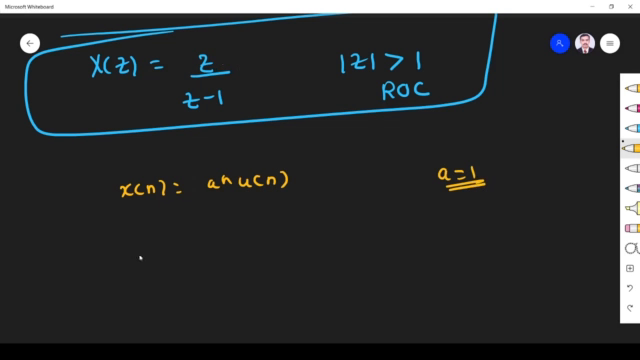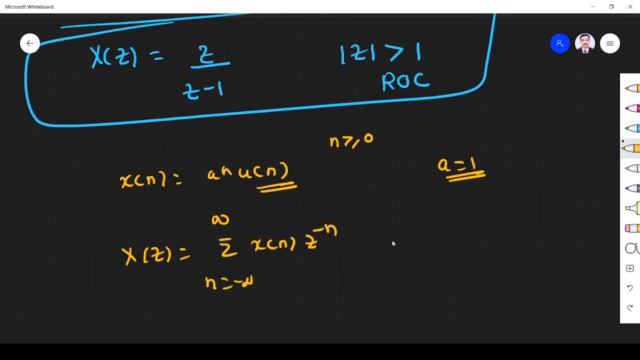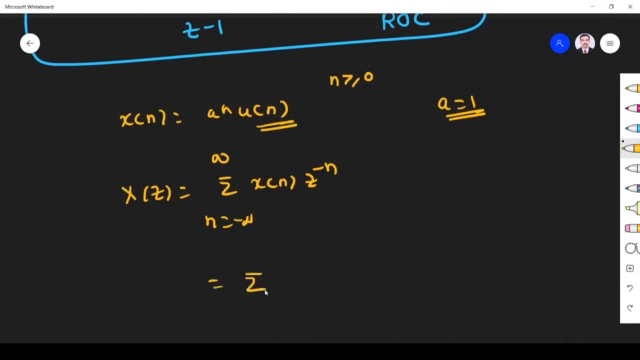Let us see. So what is X of z? X of z is equal to summation n goes from minus infinity to plus infinity x of n z power minus n. Since it is u of n, we know u of n exists only for n greater than or equal to 0. For negative n, u of n is 0. So I take n from 0 to infinity because u of n exists only there. X of n is a^n u of n. For positive n, u of n is equal to 1, as we just saw. So we have a^n, for n varying from 0 to infinity, u of n is 1, times z power minus n.